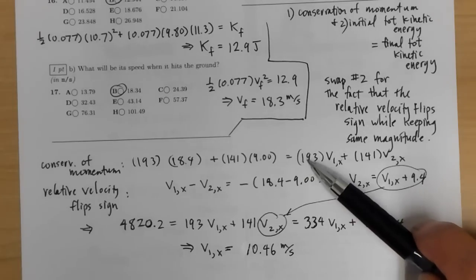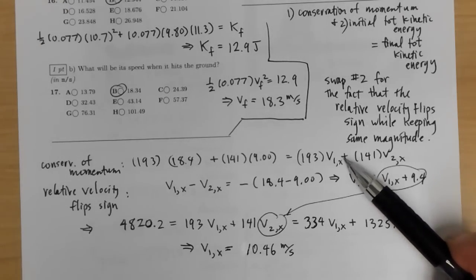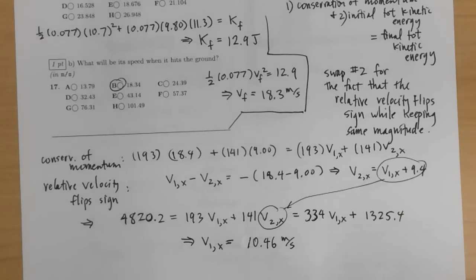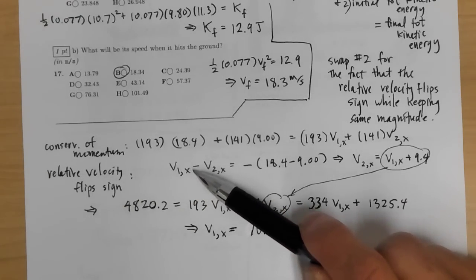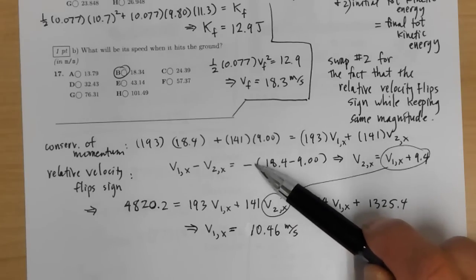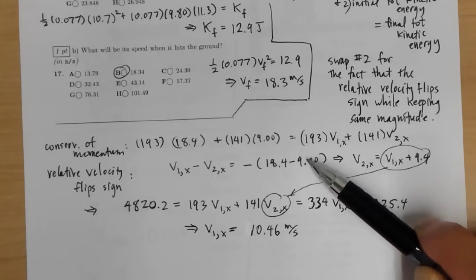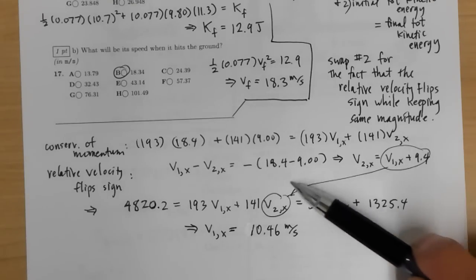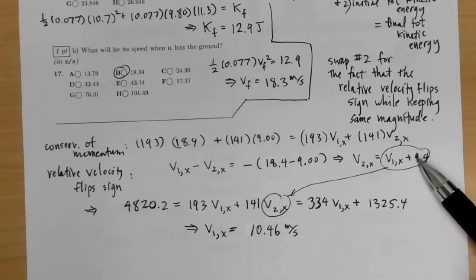That must be equal to m1, which is 193, times v1x, the final velocity of bumper car 1, plus the mass 141 times the final x component of the velocity of bumper car 2. But then the relative velocity flips sign, so v1x minus v2x would be minus v1 initial, which is 18.4, minus v2 initial, which is 9.0. Simplifying this gives minus 9.4, and so v2x is equal to v1x plus 9.4.